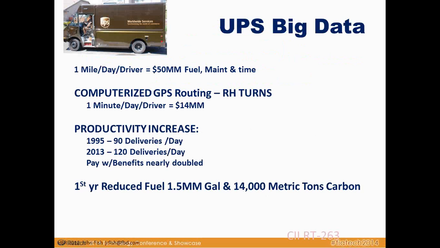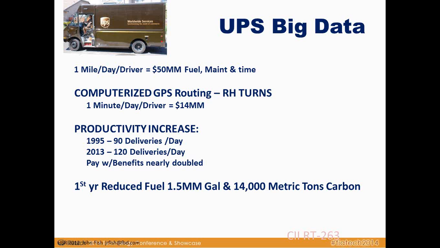UPS is a prime example of productivity. I was amazed. They just had a special a couple of weeks ago on it. 1 mile a day per driver is $50 million in fuel and maintenance. So they use big data. They put computers in all the trucks. They monitor everything they do. And they realize that if they design their routes so that they maximize the right-hand turns, 1 minute per day per driver equals $14 million in savings.